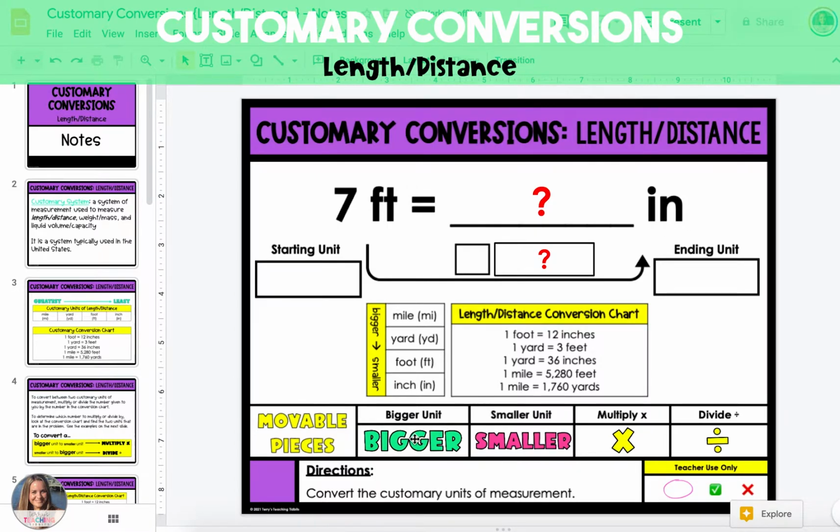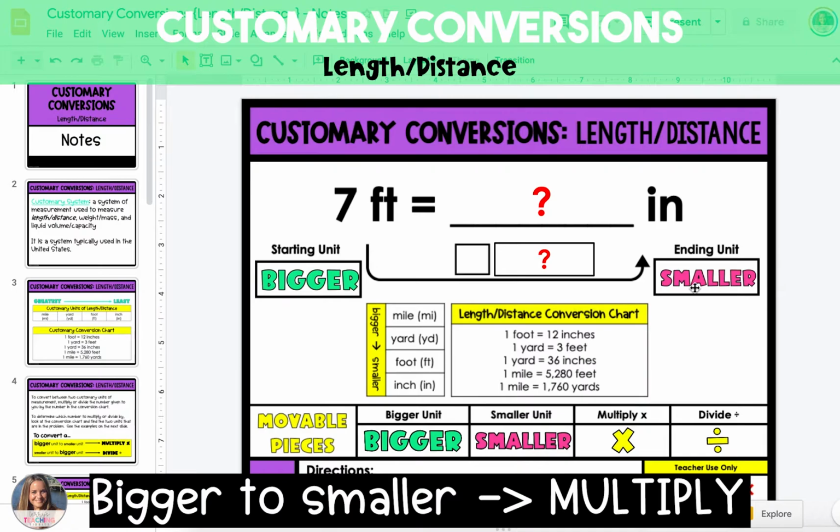Feet are bigger than inches, so we're going to drag the word bigger underneath the 7 feet, and then we're going to drag the word smaller underneath inches. Now we decide whether we're going to multiply or divide our unit. Whenever you're converting from a bigger unit to a smaller unit, you multiply.